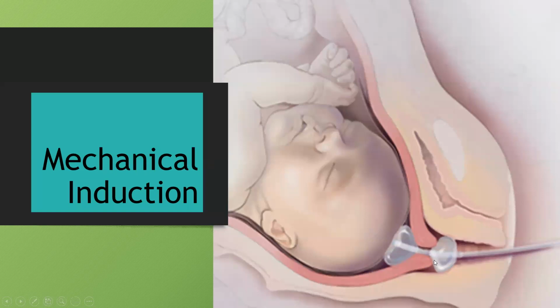And then mechanical induction, this is mechanical ripening. This is a specific type of tool. It looks like a Foley, but it has two balloons on it. This one's called a Cook's balloon. And it is put in by a provider, and that will actually put some mechanical pressure against that cervix. And by the time she's 4 centimeters, it will just fall out. And so this is kind of a less invasive way of ripening that cervix.